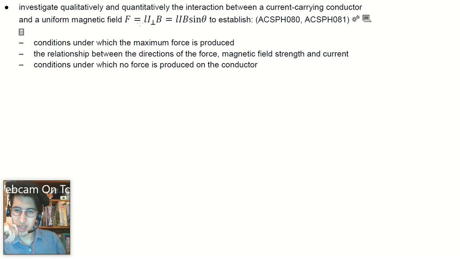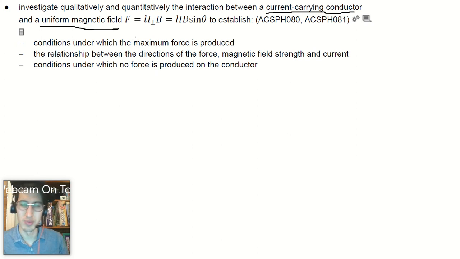Hey, so in section 1 of electromagnetism, we're looking at how charges behave in magnetic fields. And starting section 2, we're looking at how current-carrying conductors behave in magnetic fields. And the beautiful thing is that they do not behave any differently to just charges by themselves.